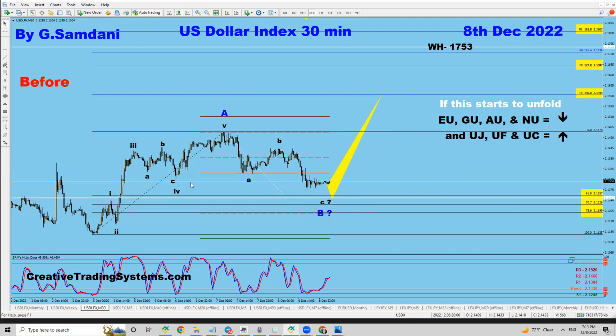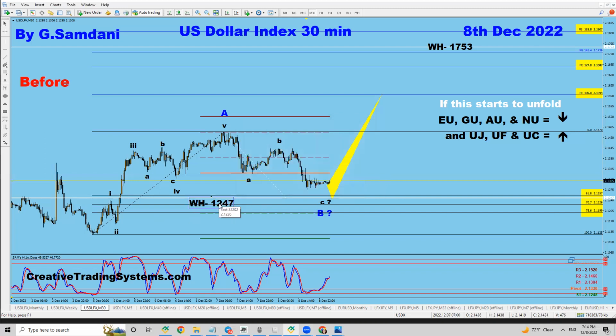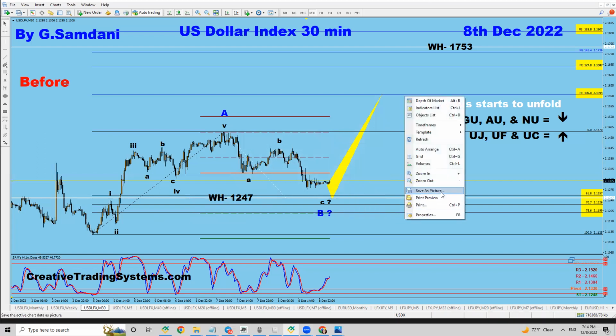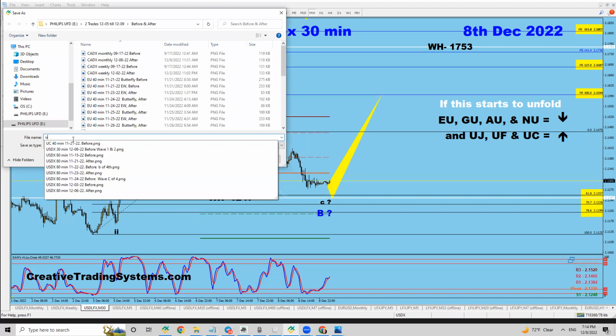This fib here is the expansion tool. I am placing it on this level actually. Right, this is a level. This is 1247. I forgot to type that. It's a weekly high of 1247. So let me say weekly high of 1247. All right. So this is what it is, and this is the level that I'm expecting a bounce. So let me save the chart as well.